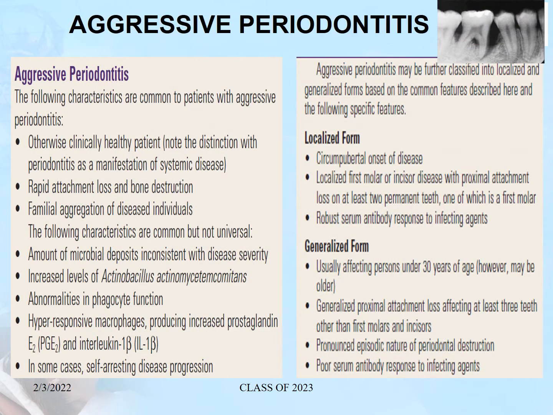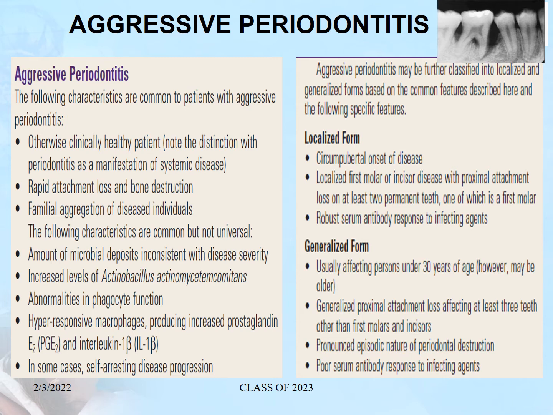Next, coming on to aggressive periodontitis. Aggressive periodontitis is a little different from chronic periodontitis. The following characteristics are common to all aggressive periodontitis patients. Such a patient would be clinically healthy. There would be rapid attachment loss and bone loss taking place in that patient, unlike chronic periodontitis. Chronic periodontitis is a slow attachment loss, whereas aggressive periodontitis is a rapid attachment loss.